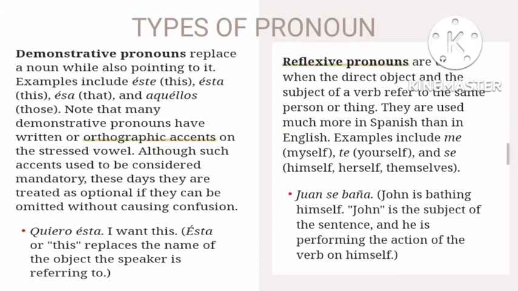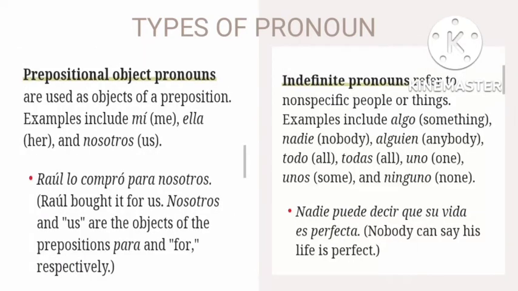The next one is the reflexive pronouns. Reflexive pronouns are used when the direct object and the subject of a verb refer to the same person or thing. For example, "Juan se baña." John is bathing himself. John is the subject of the sentence and he is performing the action of the verb on himself.